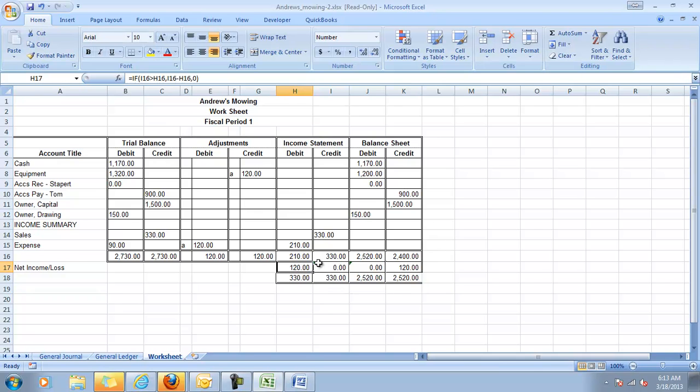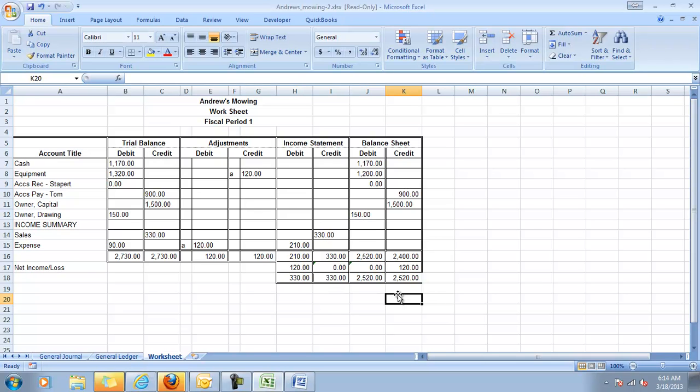If we had had more expenses than we had sales, then we would have put a net loss under the credit, under the income statement, and we would have transferred that balance to the debit side of the balance sheet. But as it is, we had a net income, so that gets recorded here, and under the credit side, under the balance sheet, and when we add these two together, we see that they both equal 330. When we add these two together and these two together, we see that those two are the same as well. And that's what your worksheet should look like.